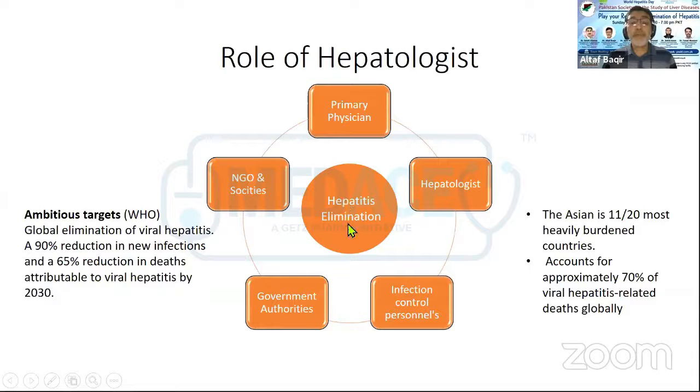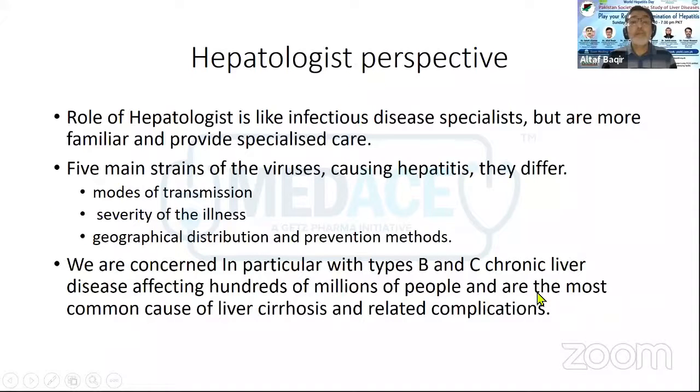Now, the effort of hepatitis elimination is not the duty of the hepatologist alone, but a combined team effort of primary physicians, hepatologists, infection control personnel, government authorities, and NGOs, by diagnosing, treating, providing drugs, and educating the public. From the perspective of the hepatologist, the role is like that of an infectious disease specialist, but hepatologists are more familiar with liver disease and provide specialized care for patients. We know there are 5 strains of viruses causing hepatitis, differing in mode of transmission, severity of illness, geographic distribution, and prevention method. But here we are concerned with types B and C chronic liver disease, which are the most common cause of liver cirrhosis-related complications and death.